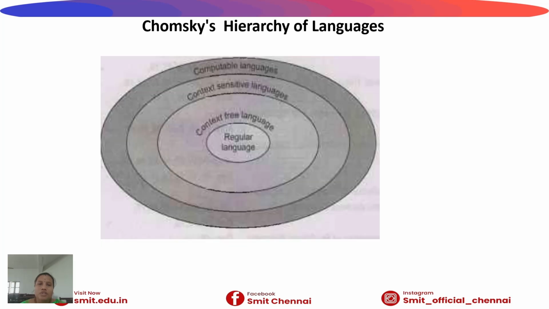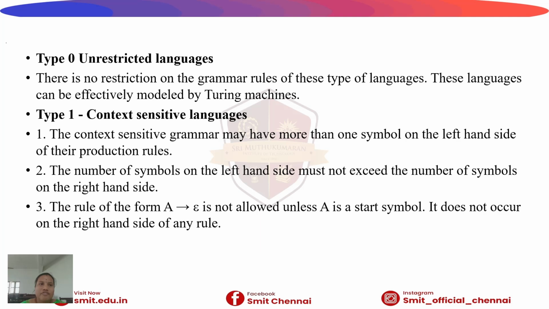The Chomsky hierarchy of languages is shown in the drawing. First is regular languages, second is context-free languages, third is context-sensitive languages, and then computable languages. Type 0 is unrestricted languages. There is no restriction on the grammar rules. These languages are effectively modeled by Turing machines.